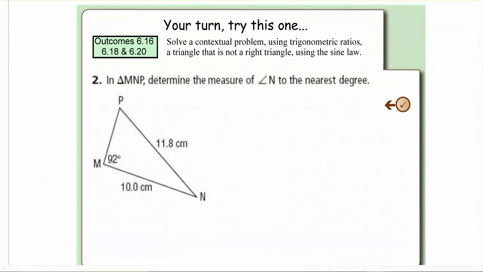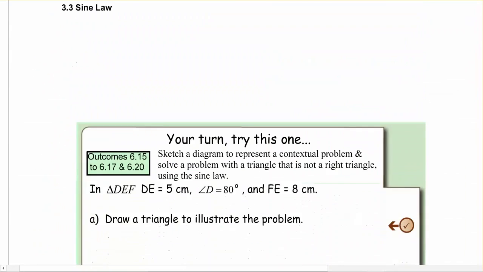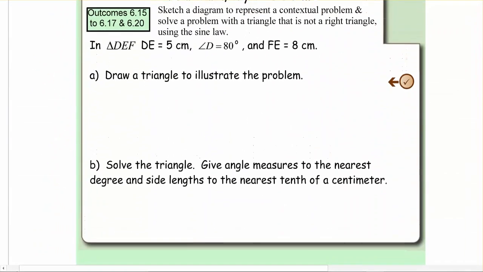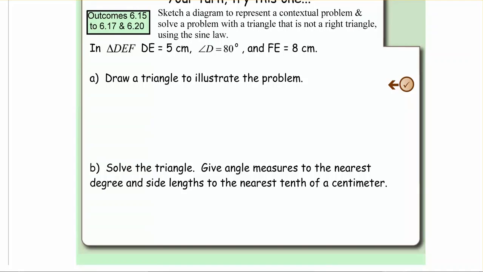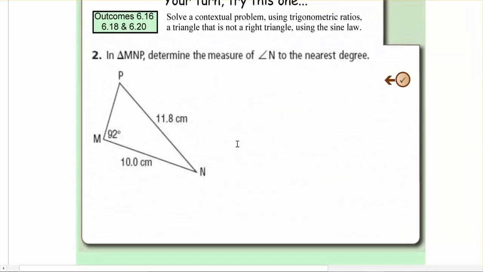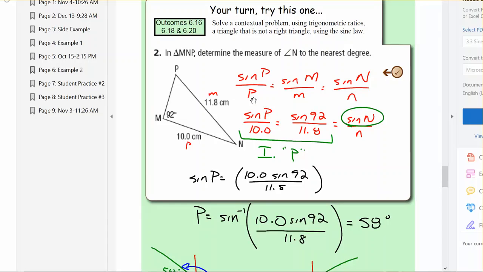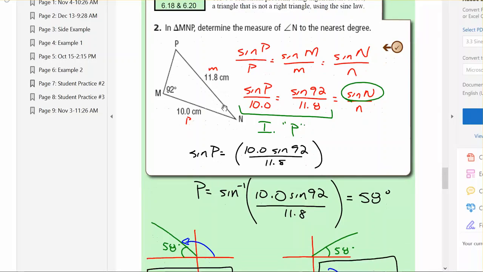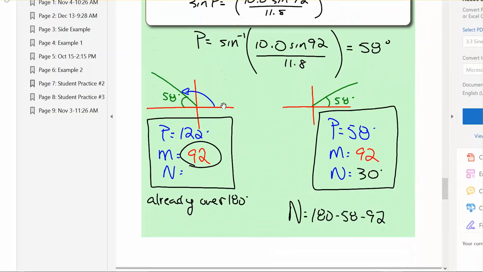I'm going to let you try this one on your own as well. Actually, I'm going to let you try both of these on your own. So go ahead and do this question now. And here's the solution for this one. I'm just going to leave that up for a minute. Scroll down a bit. So there's the solution.